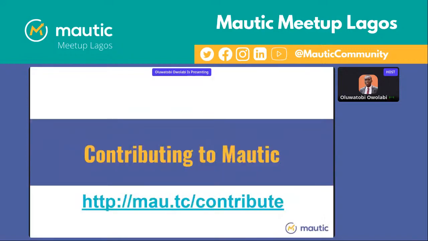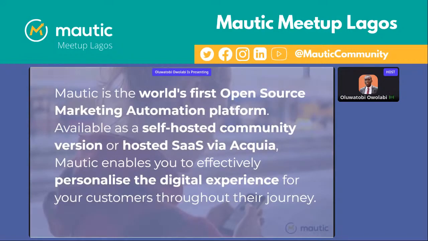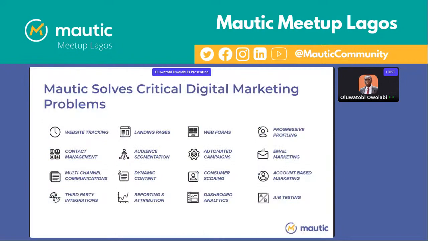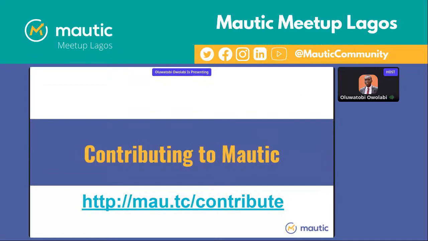So basically, you might be wondering what Mautic can do. Mautic can help you solve some critical digital marketing problems. An example is email marketing. A lot of people thought Mautic is just about email marketing, but no, it's more than that. You can use it to create web forms, landing pages, and do audience segmentation, scoring, reporting and attribution. There are so many things you can do with Mautic because it's a collection of marketing automation tools.